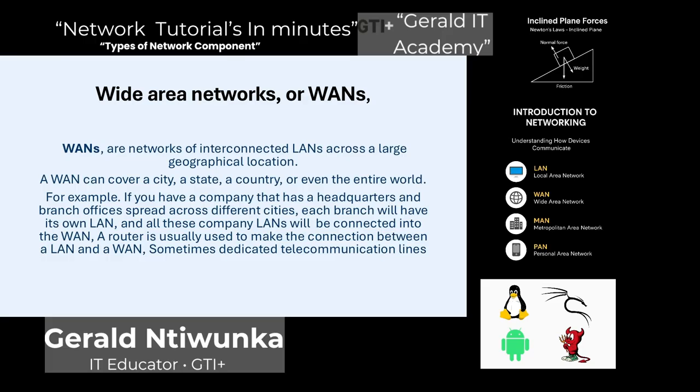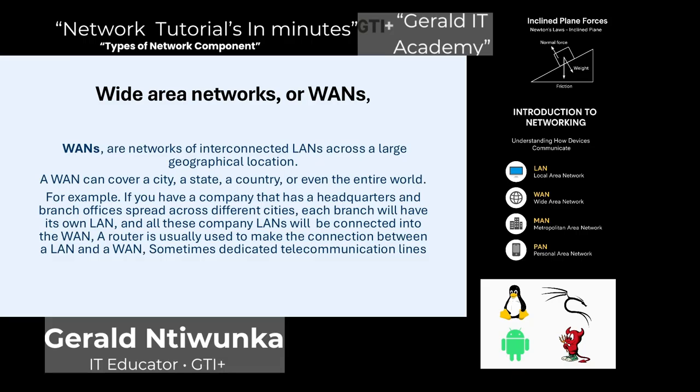How does it happen? Just for example, if you have a company that has a headquarters elsewhere, and you have branch offices spread across different cities in that particular state or country, each branch will have its own local area network that is within that company premises.